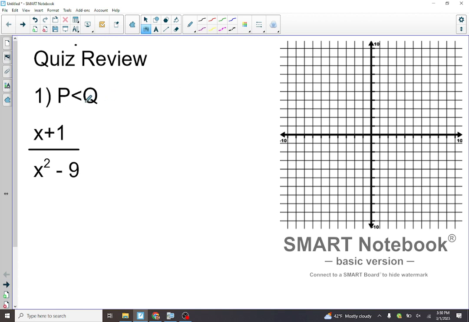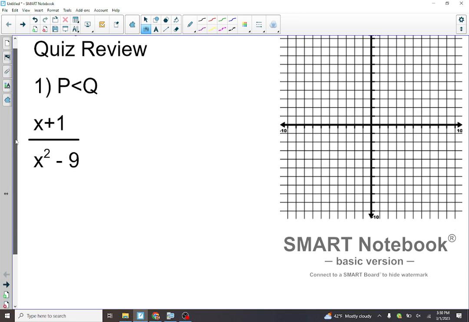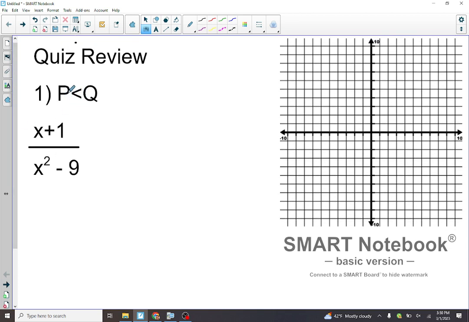Are we going to be given P? No, I will not be describing what P and Q are. You have to be able to identify them. P is the top power, Q is the bottom power. Good. So first one, let's do this scenario. There are 3 different scenarios, where P is smaller than Q. You wouldn't give us that. You would just give us x plus 1 over x squared minus 9. Yeah, exactly. I'm just pointing out what the different scenarios are.